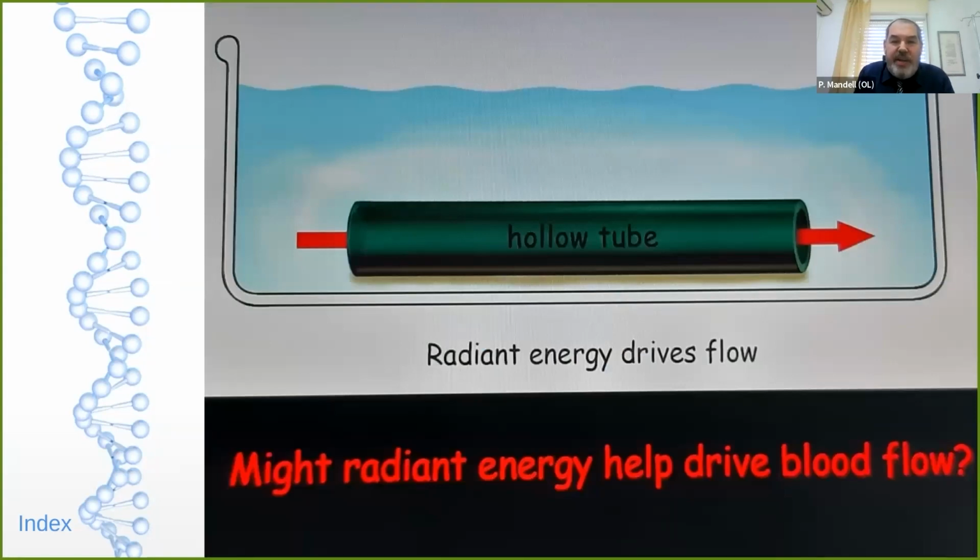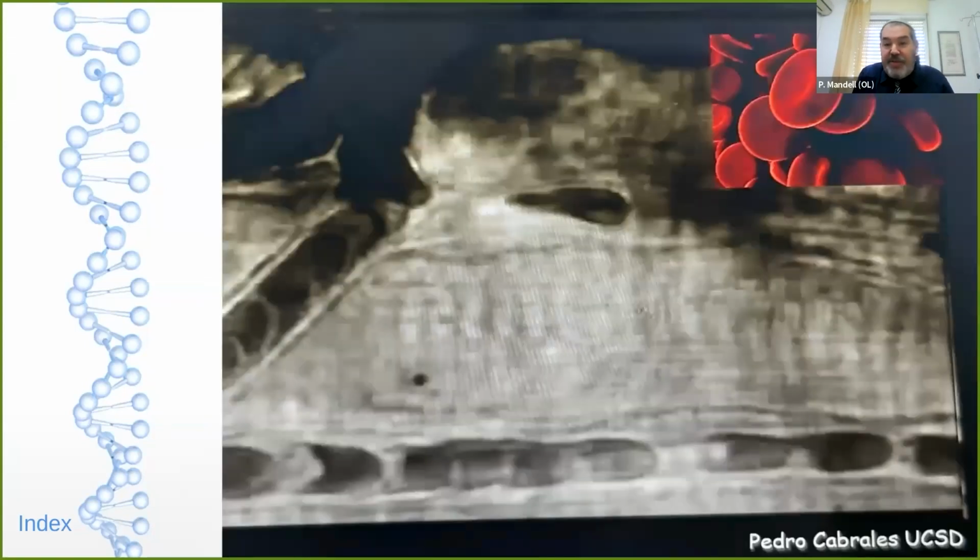Here we're showing a hollow tube made from hydrophilic material in a tube format. When put in a dish of water, the water will start flowing through the tube. Okay, so the radiant energy is... So then the question is, might radiant energy help drive blood flow in the body? Well, the answer is yes.